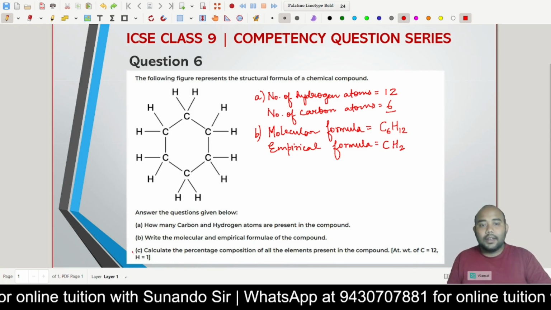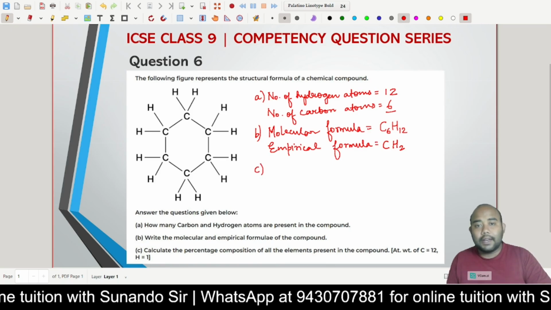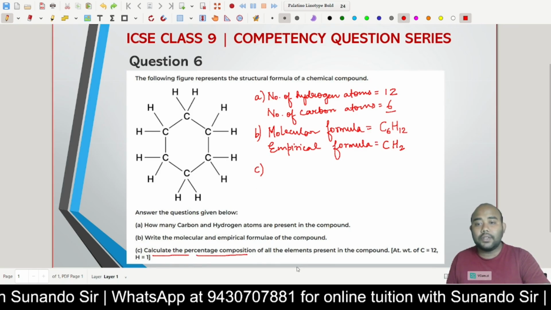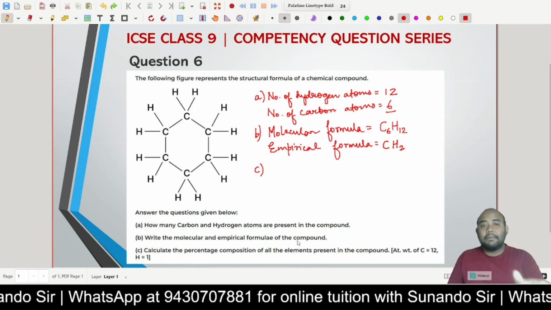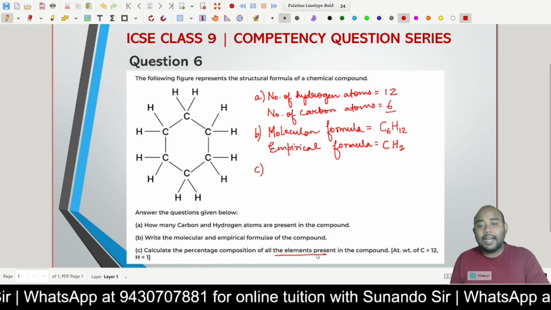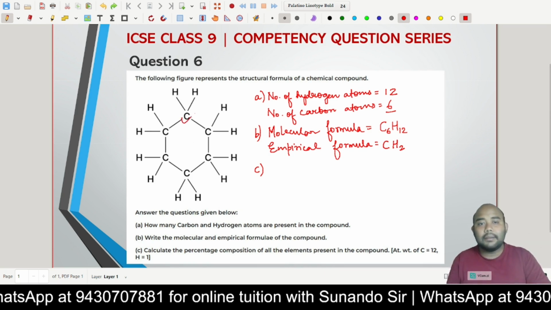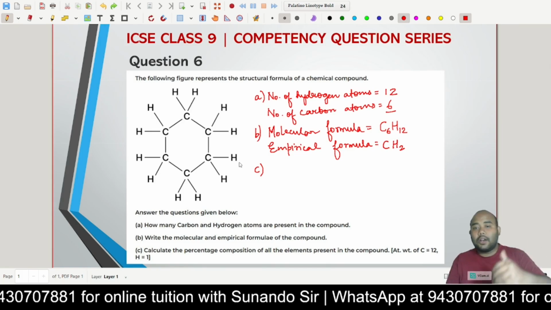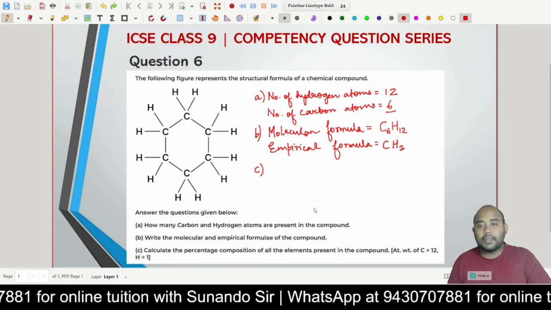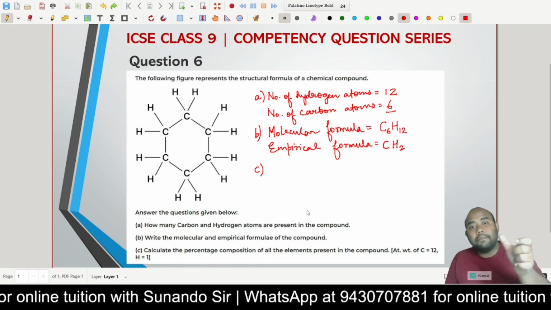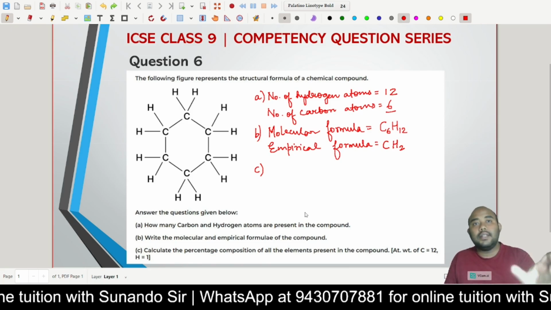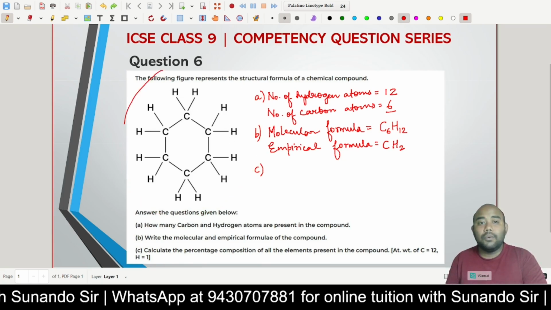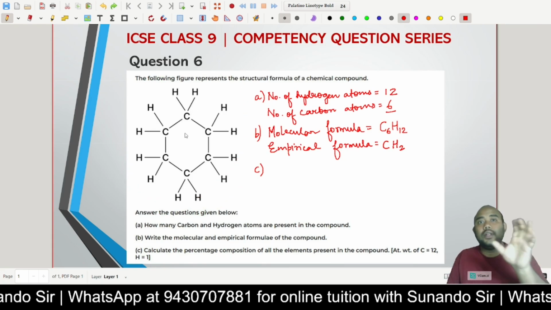Getting my point? Now part C. We have to calculate the percentage composition of all the elements present in the compound. Here we have only two elements, carbon and hydrogen. So we have to tell the percentage composition of carbon and also of hydrogen. Now how do we find out the percentage composition? We need to find out the total molecular weight of the compound first.